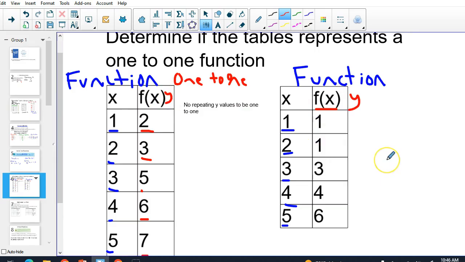If I have any repeating y values, it is not one-to-one. So you notice how we have ones that are repeating here? So it is not one-to-one. So it is just a function. It is not one-to-one.